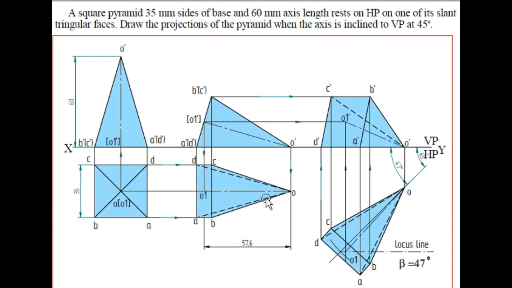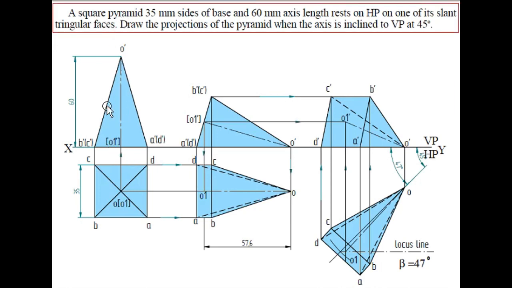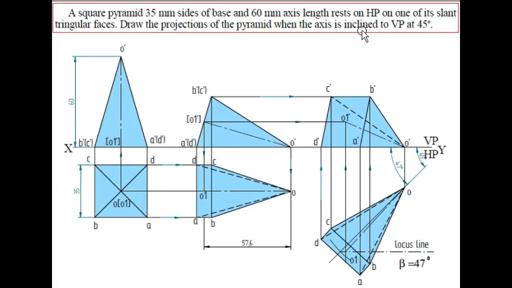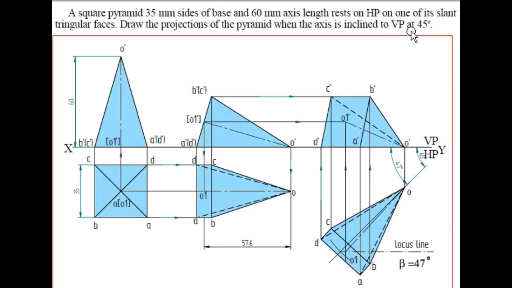Okay, so the axis length is 57.6 mm, whereas the true length is 60 mm. For that condition, initially we have to draw a 45-degree line, because the axis is inclined to VP at 45 degrees, right? So a 45-degree line has to be drawn.